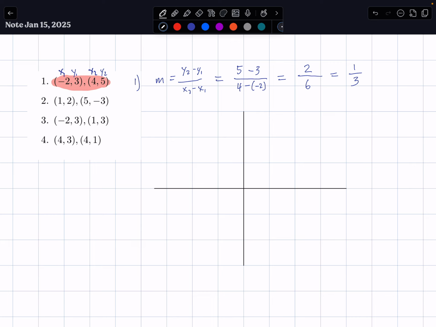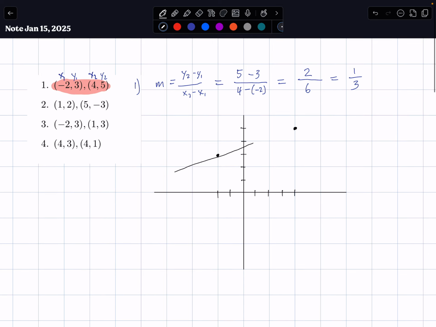Okay, and then we want negative 2 comma 3. So negative 1, 2 comma 1, 2, 3 right there. And then we have 4, 5. So 1, 2, 3, 4 comma 1, 2, 3. Oh, I'm sorry. Should be writing on the line. 1, 2, 3, 4, 5 right there. So about there. And then I just want to connect these 2 dots. Okay, so that's our graph of the line.